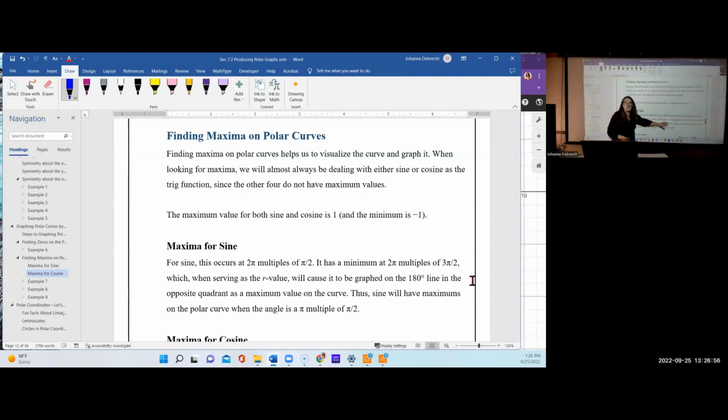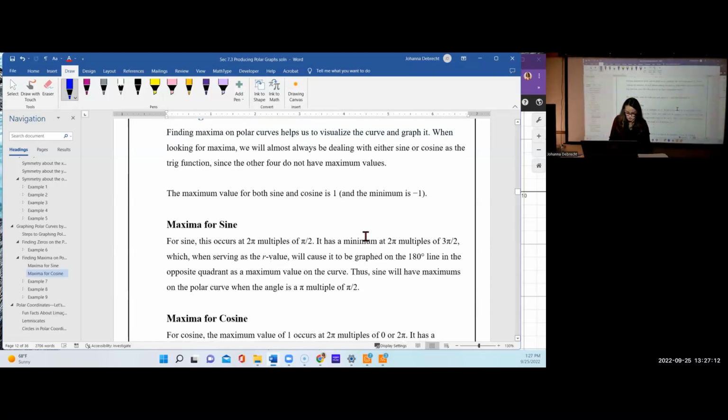Again, that's because if it came out to be a -1, we would just shoot out 180 degrees in the opposite direction and it would still have that length. All right. So basically, sine has maximums along that pi over 2, 3 pi over 2 line.